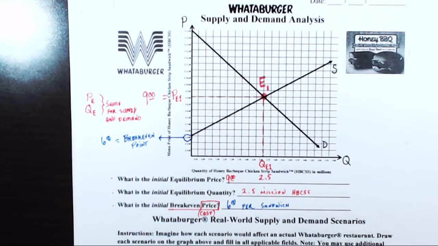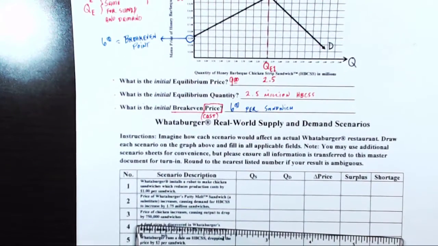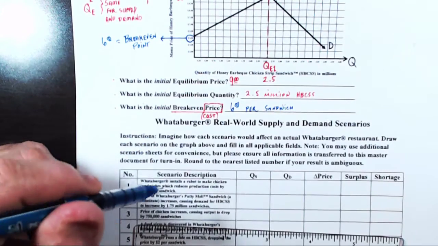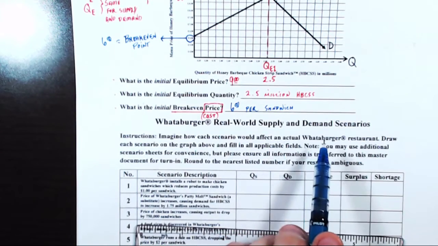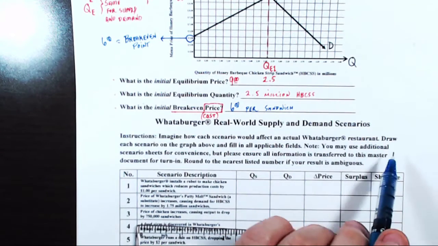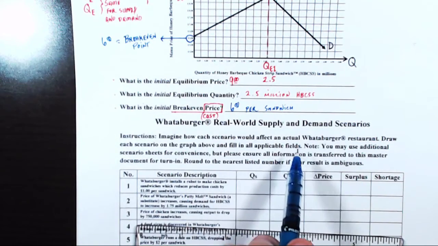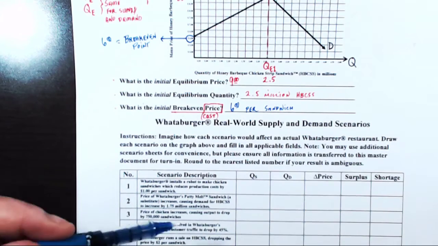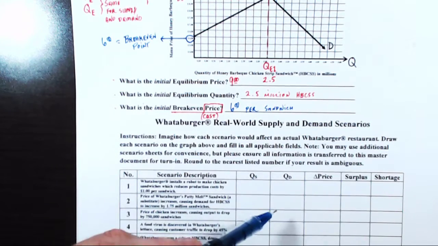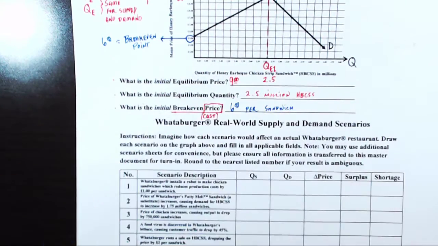All right, let's see what we're asked to do here. It says, Whataburger real-world supply and demand scenarios. Instructions. Imagine how each scenario would affect an actual Whataburger restaurant. Draw each scenario on the graph above and fill in all applicable fields. Note, you may use additional scenario sheets for convenience. Okay, what I'm asking is that for students when they turn this in, that you transfer all of your values to one of these tables and then turn that in. I don't need you to turn in all 7 pages.